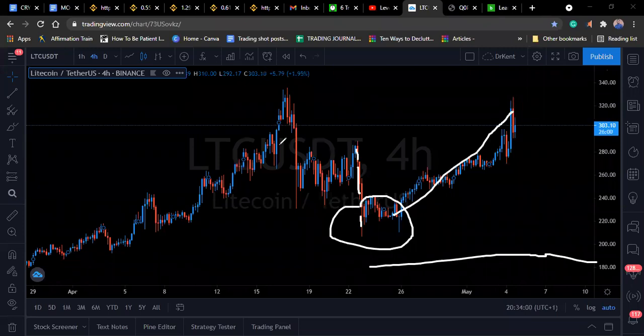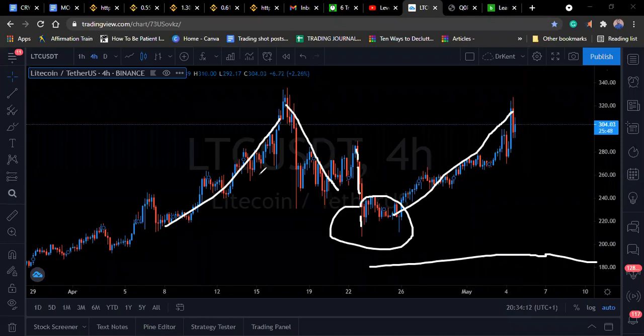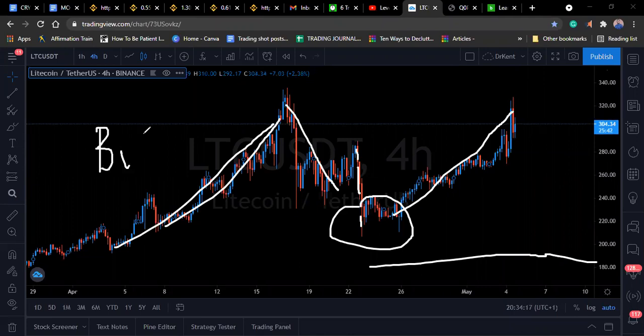So all these activities represent the war or the fight between those who think price will go up and those who think price should come down. So those who think price should keep going up are called bulls, and those who think prices should go down are called bears.